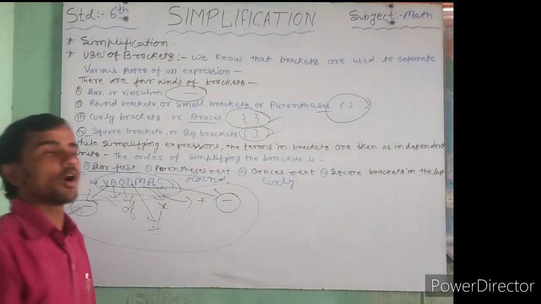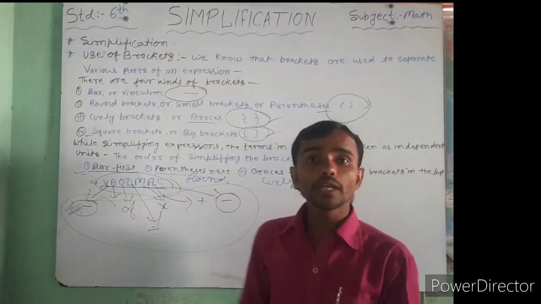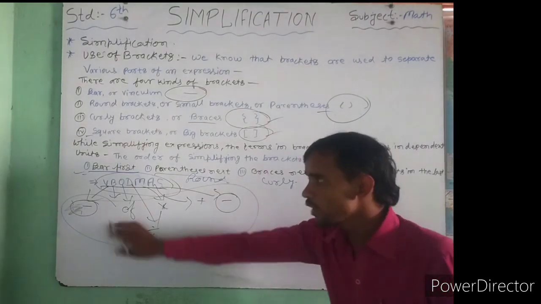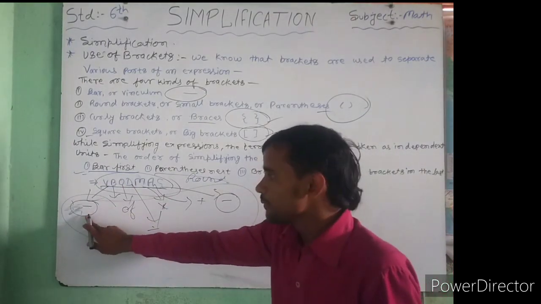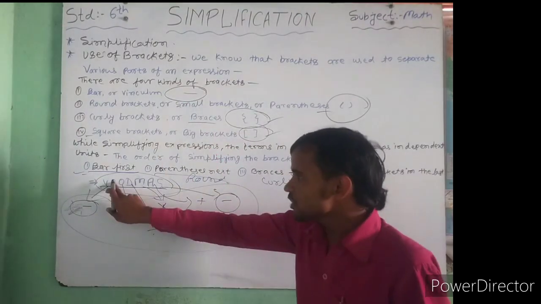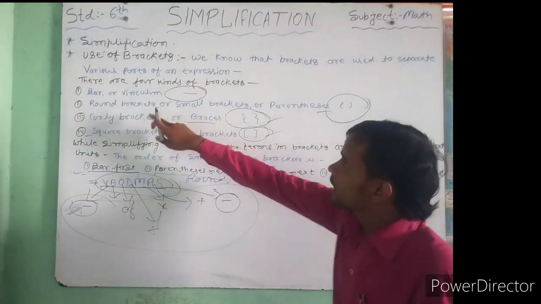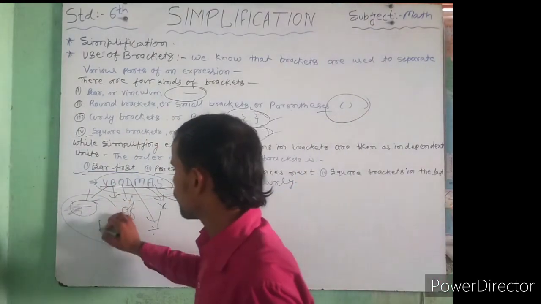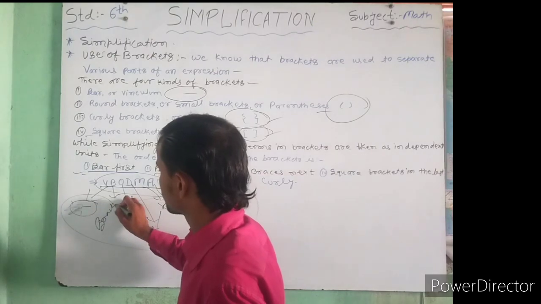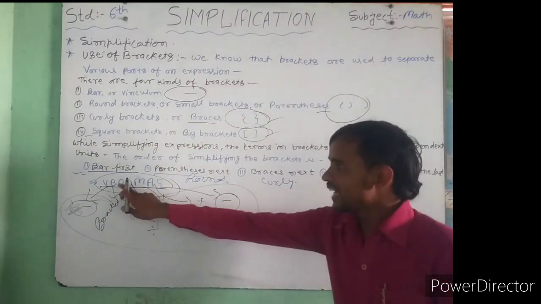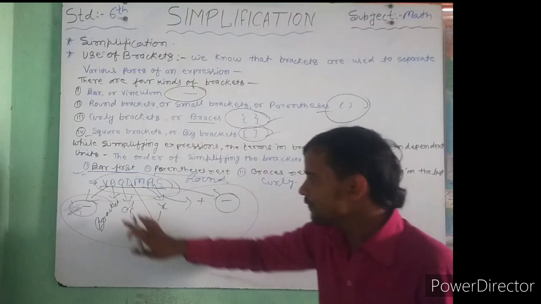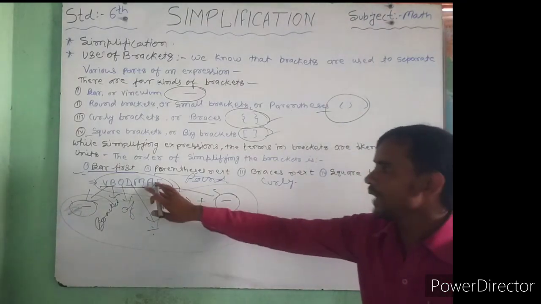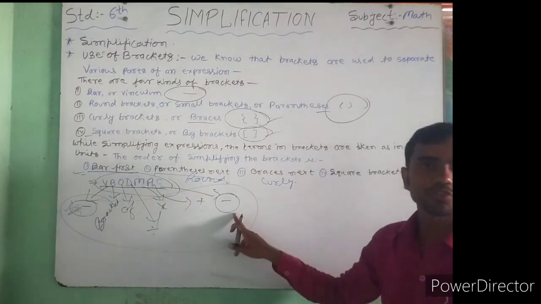If you understand about that, the VBODMAS, then you have no problem in any type of simplification. So my dear students, you listen carefully. V form is vinculum. Next here, B for bracket. Okay, and next here O for off, and D for divide, and next M for multiply, A for addition, and S for subtraction.